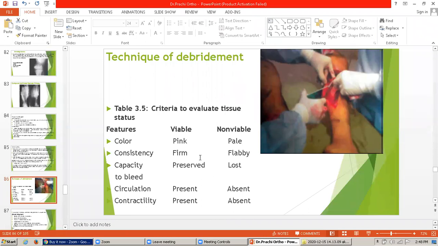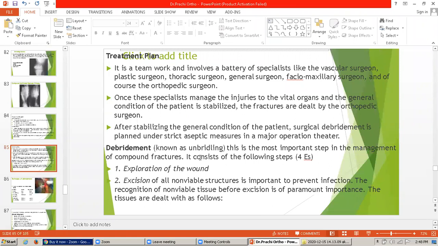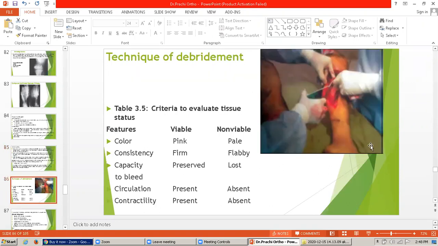So debridement, the excision of the non-viable structures, is important to prevent infection. This is the diagram of the debridement.